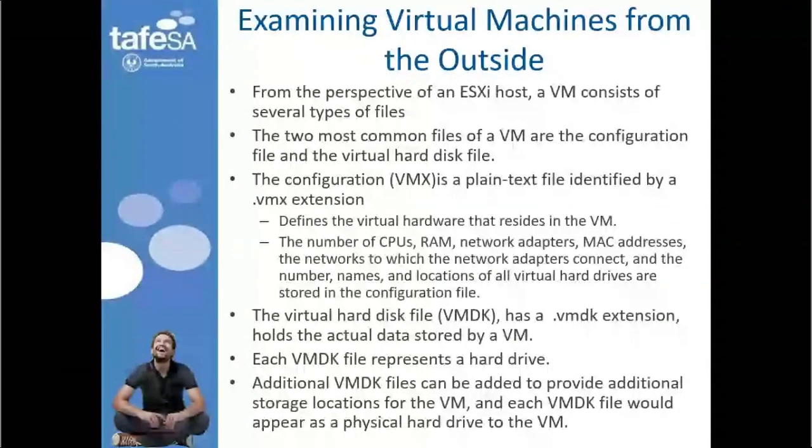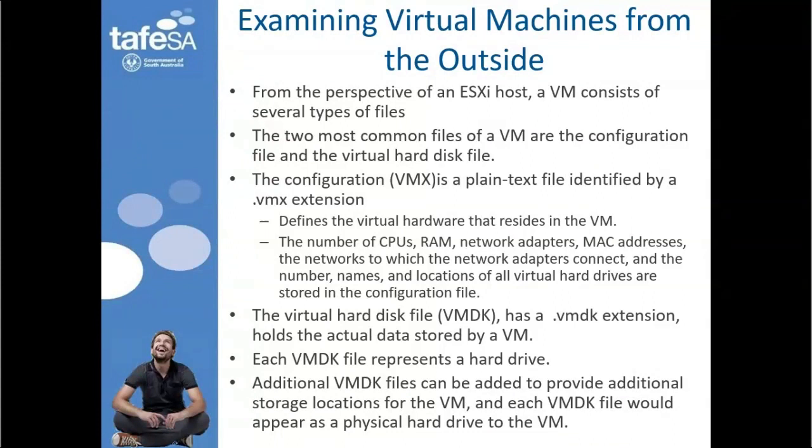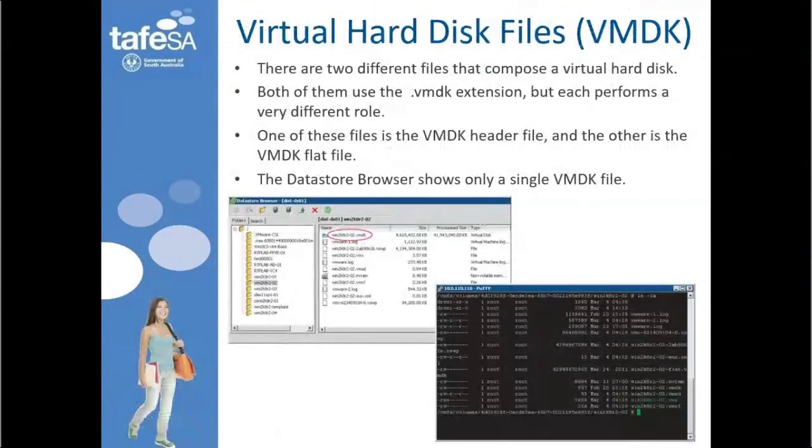Okay. So each VMDK file represents a hard drive. Additional VMDK files can be added by providing additional storage locations, and each VMDK would appear as a physical hard drive inside the virtual machine. So if we look at this, it's the same whether you browse a virtual machine on ESXi or VMware Workstation, the format's pretty much the same. It's got a VMDK file here, 9 gigs. It's got a swap file. Don't worry about that, just focus on the VMDK.